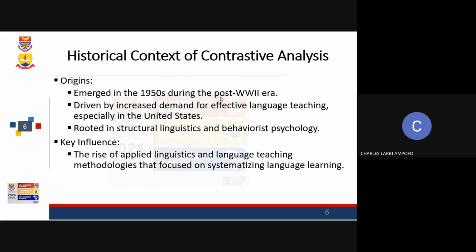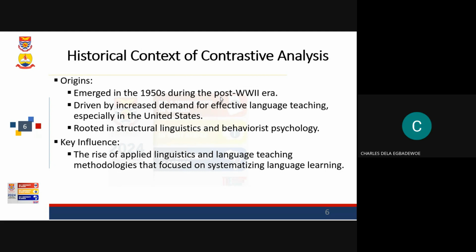Yes, any idea? Should I call out names? Okay, so let's have Caroline Yeboah, if she can hear us. Caroline Yeboah, what's your thought on this? Why do you think this approach came after the Second World War? Okay, so I'm sure Caroline is probably pounding fufu to eat. Okay, so Charles, my namesake, please let's hear from you.